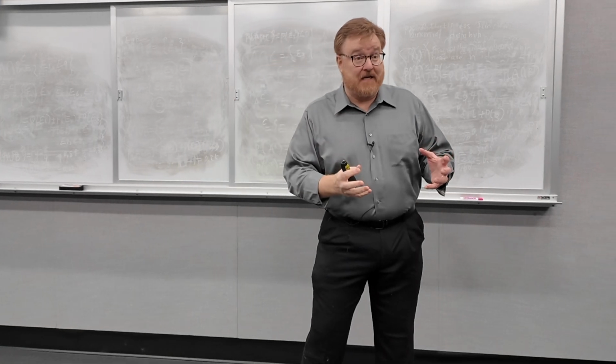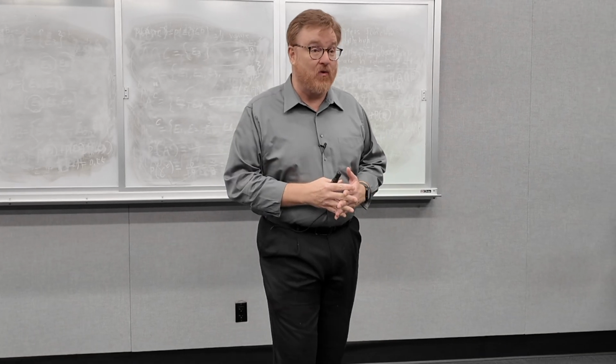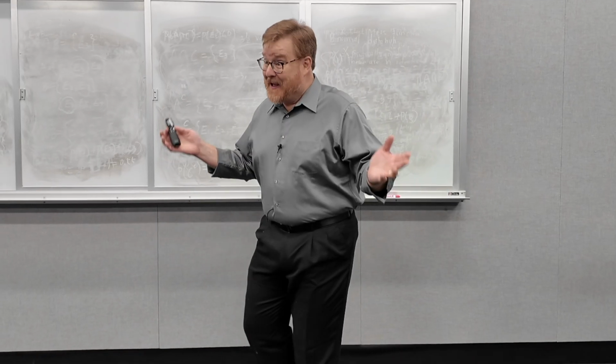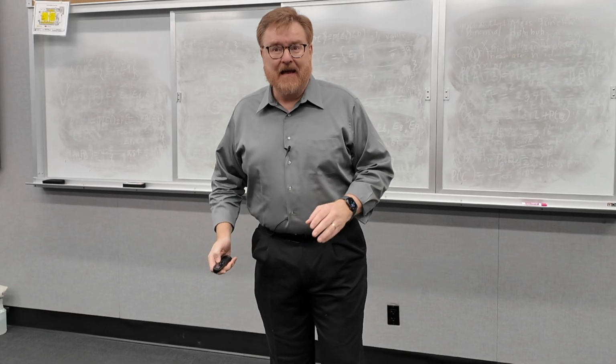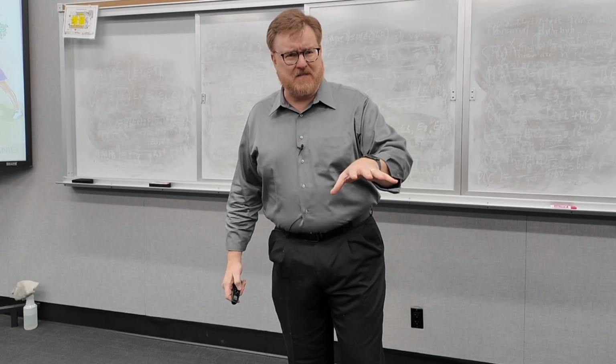Each one of those tickets individually has a 1 in 20 or 5% chance of being the winner. But because you control all of the tickets, one will be a winner. You're sure to get that $1,000. That's going to be money in your pocket. Which one is going to be the winner? You don't know, but you don't care. You've got all the tickets. Something has to be a winner. Now that's great for lotteries, but not so great for statistics.